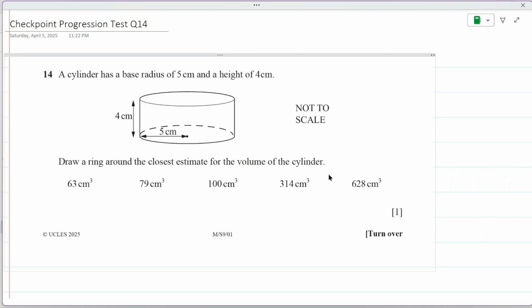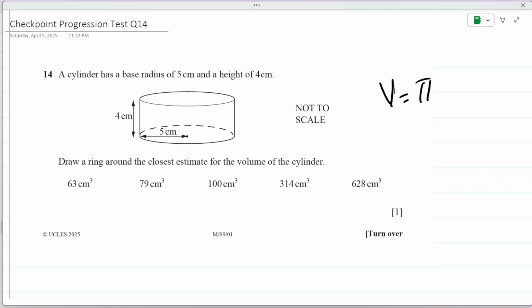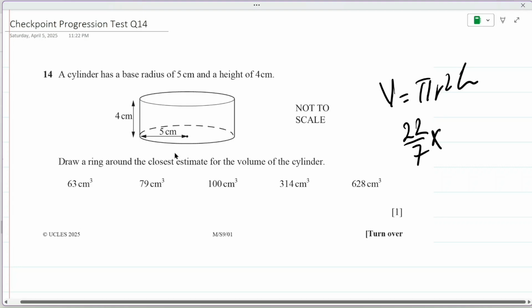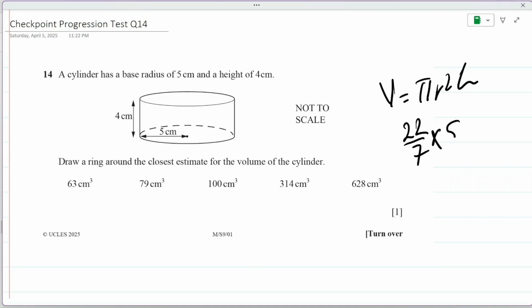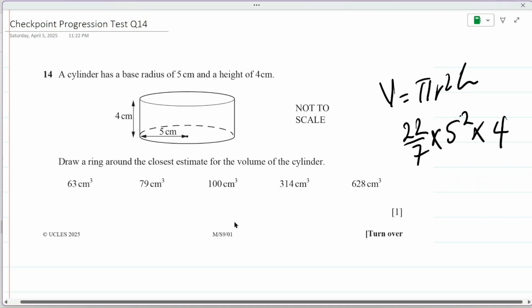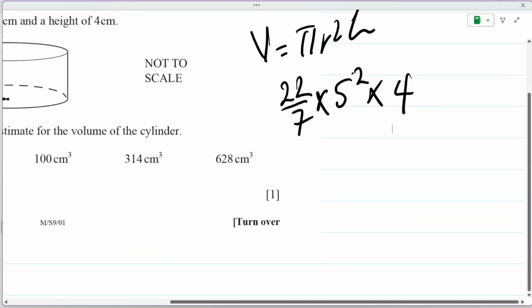The formula for the volume of a cylinder is V equals pi r squared h. And your pi is 22 over 7 times your radius, which is 5, you square it, that's 5 squared, times your height, which is 4, that's the height given to you. Let's solve and see what we get.